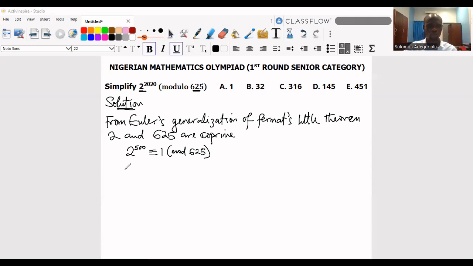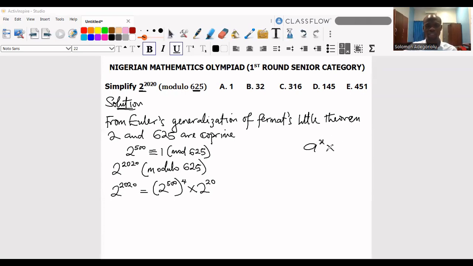If we proceed from that, the question we're given is 2 raised to the power of 2020 in modulo 625. So how do we solve this further? Let's write 2020 as 2 raised to the power of 500, close the bracket, raised to the power of 4, then times 2 raised to the power of 20. We all have the idea of indices here. Remember, in indices, when you have a raised to the power of x times a raised to the power of y, it gives a raised to the power of x plus y.